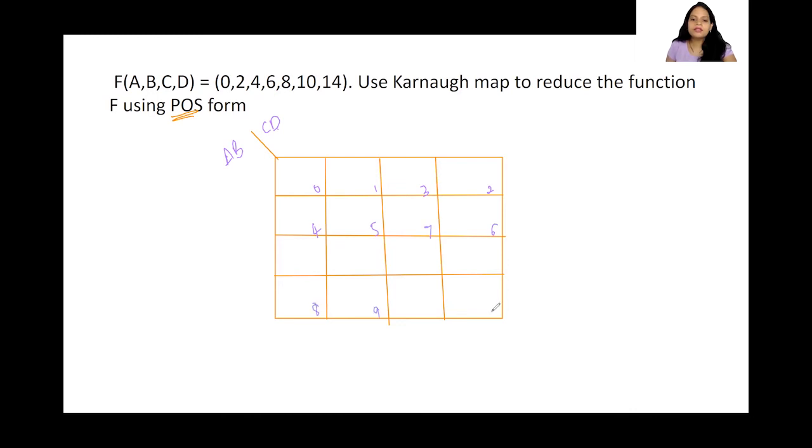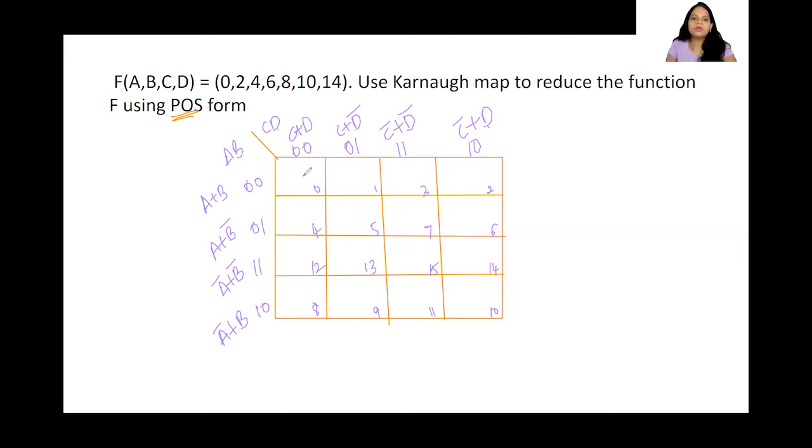8, 9, 10, 11, 12, 13, 15, 14. Okay. This is going to be 0, 0, 0, 1, 1, 1, 1, 0, 0, 0, 0, 1, 1, 1, 1, 0. In other words, A plus B, A plus B bar, A bar plus B bar, A bar plus B. Okay. C plus D, C plus D bar, C bar plus D bar, C bar plus D. Right. Now let's put the values into the K-map.